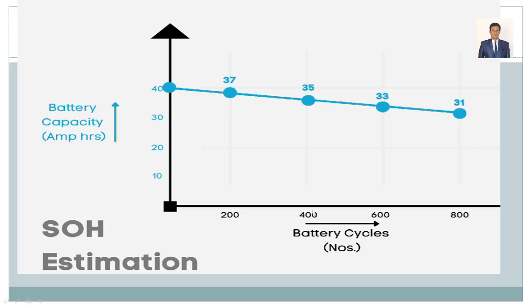So when the 400 cycle is completed, right? When the 400 cycle is complete, what will happen to the battery Ah? Again it is getting reduced. Again it has been reduced. Gradually it is getting reduced.